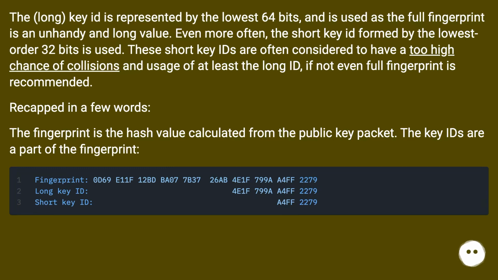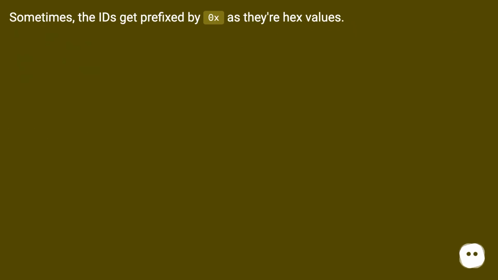Recapped in a few words: the fingerprint is the hash value calculated from the public key packet. The key IDs are a part of the fingerprint. Sometimes, the IDs get prefixed by 0x as they are hex values.